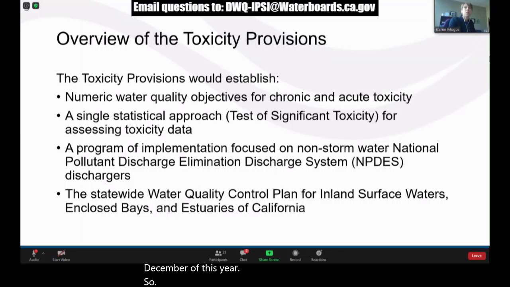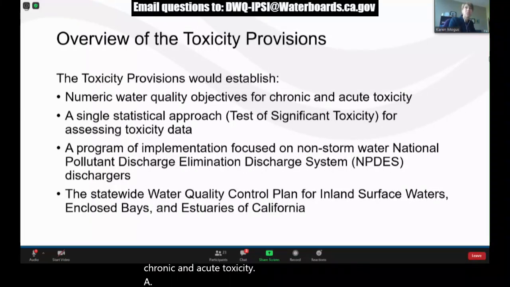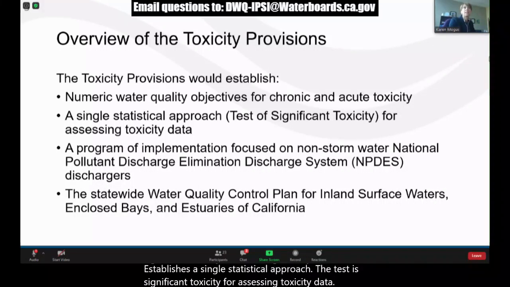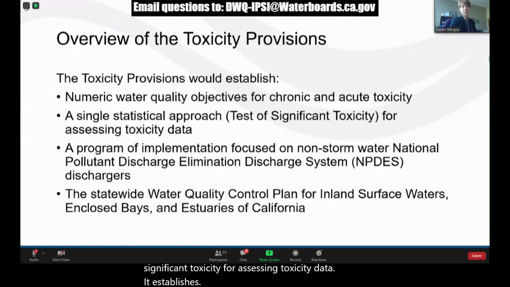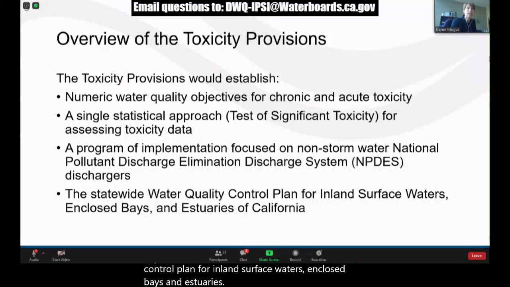So just quickly going over what the toxicity provisions do, they set numeric water quality objectives for both chronic and acute toxicity, and establish a single statistical approach, the test of significant toxicity, for assessing toxicity data. The provisions establish a program of implementation focused on non-stormwater NPDES dischargers. So POTWs, industrial dischargers, other dischargers that are not stormwater dischargers, and will be included in the statewide water quality control plan for inland surface waters and closed bays and estuaries of California. And I'll say it one time during this presentation, it is affectionately known as the SWRCB.